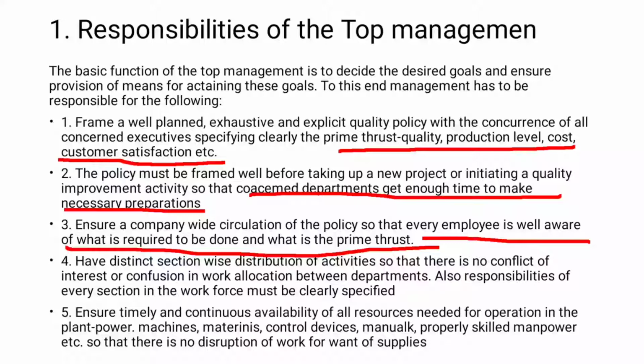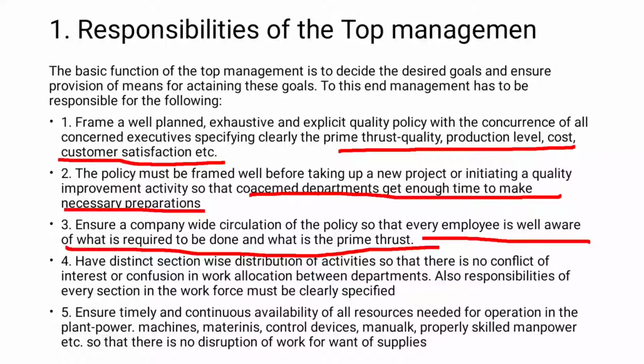Now how can it be done? You can conduct a meeting. Top management can conduct a meeting for middle management, then middle management can conduct a meeting for lower management, and with the help of this the product quality can be achieved. Now what is the fourth point? Have a distinct section wise distribution of activities so that there is no conflict of interest or confusion in work allocation between departments.